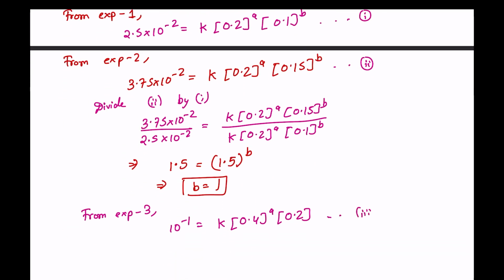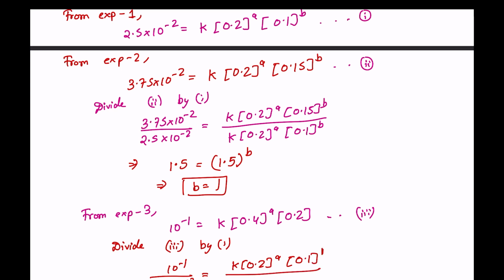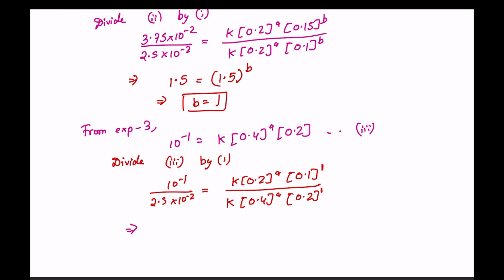This is 3. So again, divide 3 by 1. What we will get here is 10 to the power minus 1 by 2.5 times 10 to the power minus 2 is equal to K times 0.2 to the power of A, this becomes 0.1 to the power of 1, divided by K times 0.4 to the power of A, and again this is 0.2 to the power of 1. Now upon simplification, we'd get 4 on this side, not exactly 4, we'll get 2 on this side, and we'll get 2 to the power of A on this side, I guess so. Let's just do the calculations once.